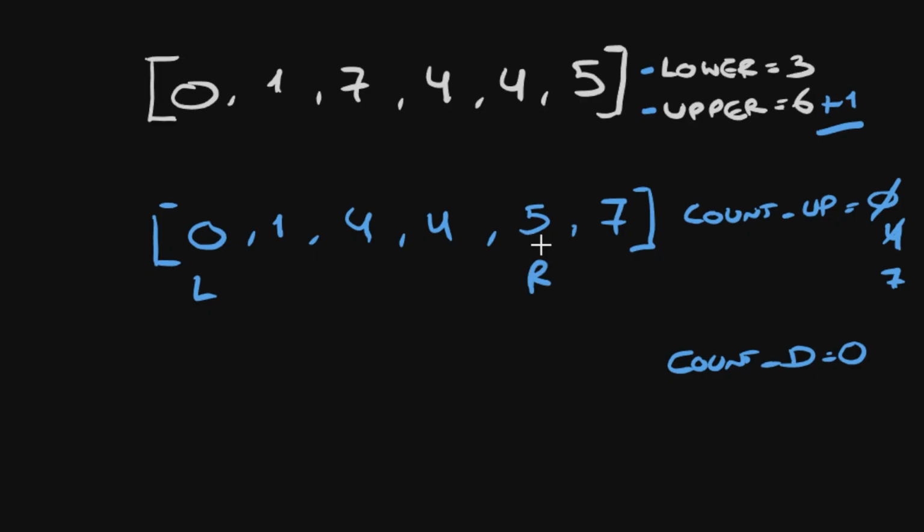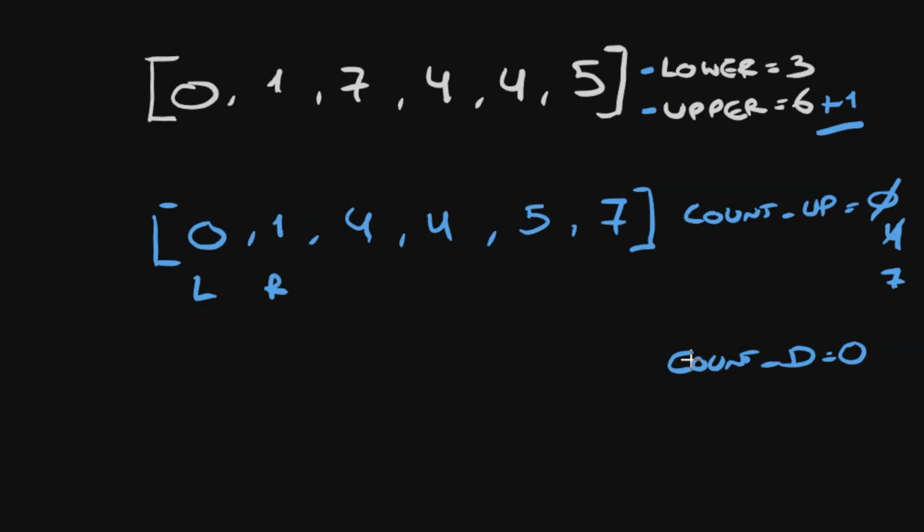Now right is here, and 0 plus 5 is 5, and 5 is still greater than 3, so we update right again. Now right is here, 0 plus 4 is 4, 4 is greater than 3, so we update right. Now right is here, and 0 plus 4 again is greater than 3, so we update right. And now right is here, and 0 plus 1 is smaller than 3.